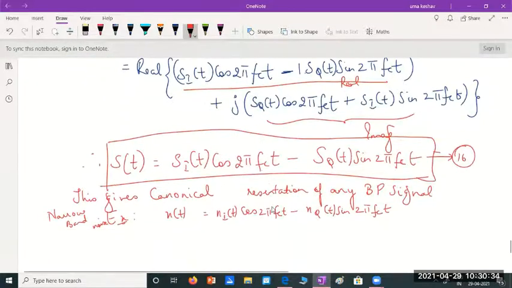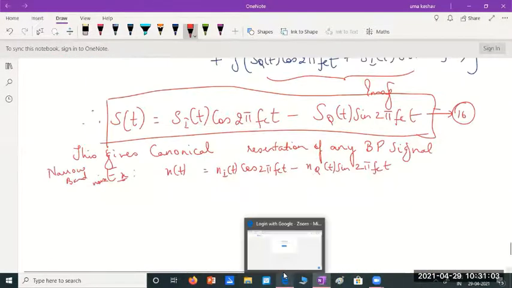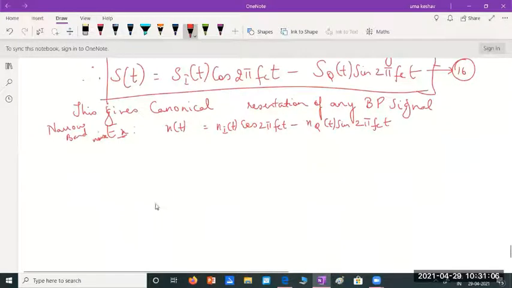So we got the canonical representation of a bandpass signal in terms of the in-phase component into cosine and the quadrature-phase component into sine. And remember one thing, this quadrature component is nothing but the Hilbert transform of the in-phase component. I already showed you, S_Q of t is S_I hat of t, the Hilbert transform of the in-phase component. Please remember that factor.